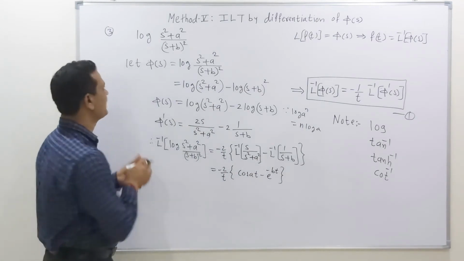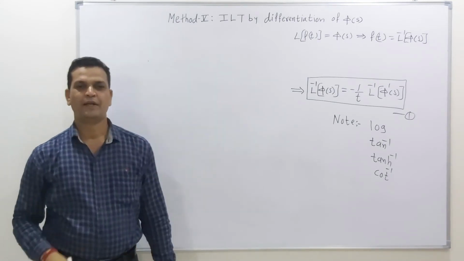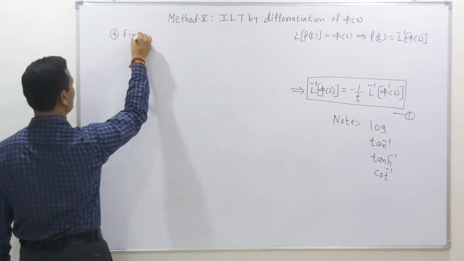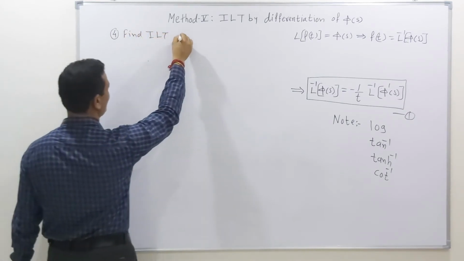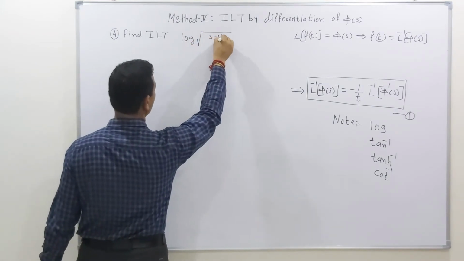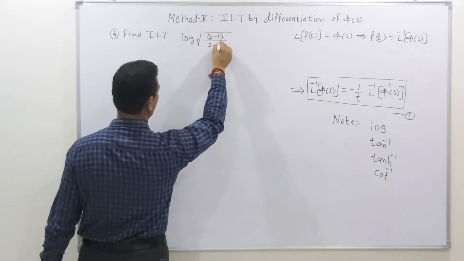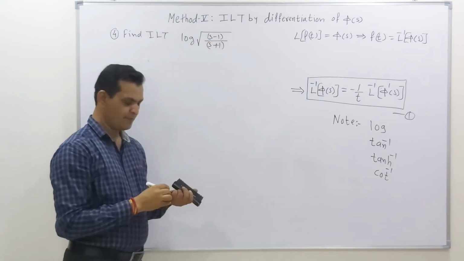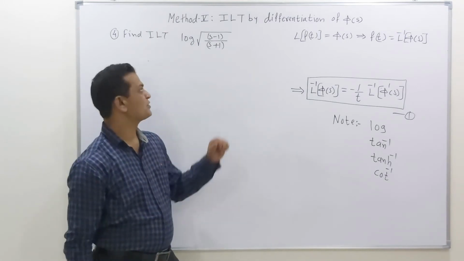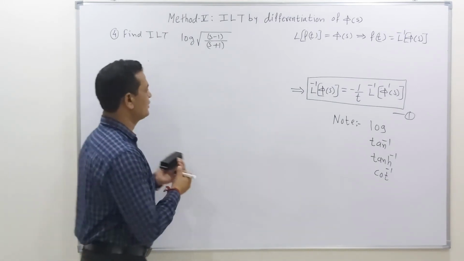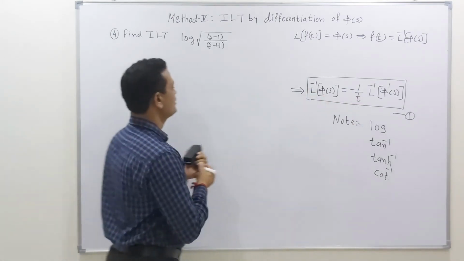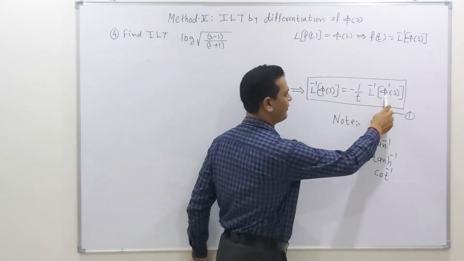Now let's take the fourth one. Now friends, fourth example. So fourth example is find inverse Laplace transform of, suppose, log of root of s minus 1 upon s plus 1. So this is the example. So now here we are applying the concept of differentiation of phi of s for finding inverse Laplace transformation because of the log term. So let's apply this result number 1. So this result number 1 is available. So now to apply this result number 1, find the value of phi dash of s.